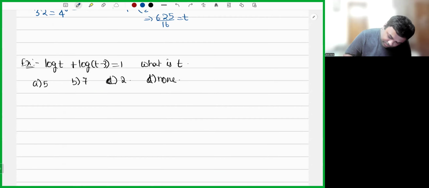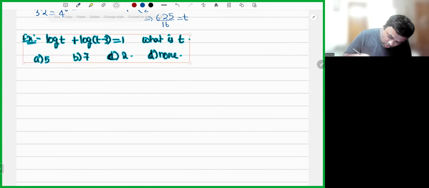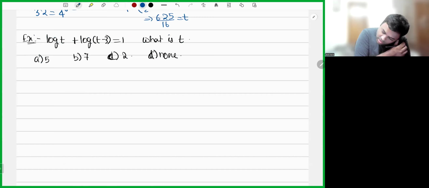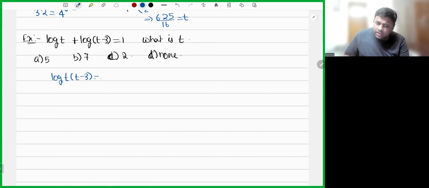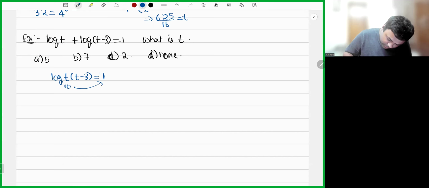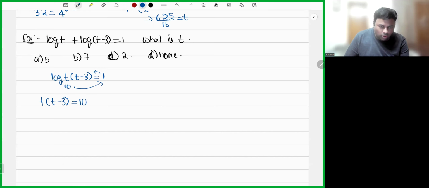This example. Log t plus log t minus 3 is equals to 1. Now, what is log m plus log n? Log mn. Log t into t minus 3 is equals to 1. Nothing is there. You'll take the base as 10. Convert log back into number. T into t minus 3 is equals to 10. Now you can check with the options.